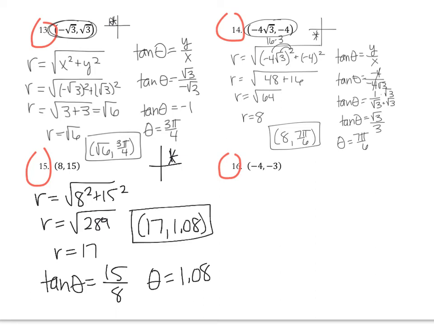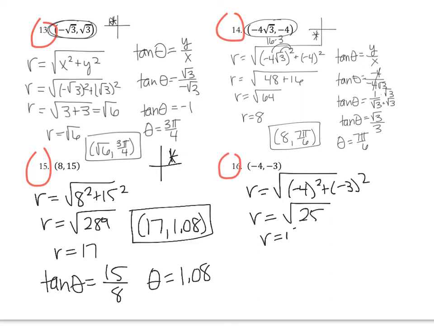But if I look at 16, that's where it gets a little bit different. So let's do r real quick. It's negative 4 squared plus negative 3 squared. I think some of you knew already it was 3, 4, that this is going to end up being 5, but just in case, you get 25 if you add those together. r is really 5. And then to find theta, tangent of theta would be y over x, which is negative 3 over 4.